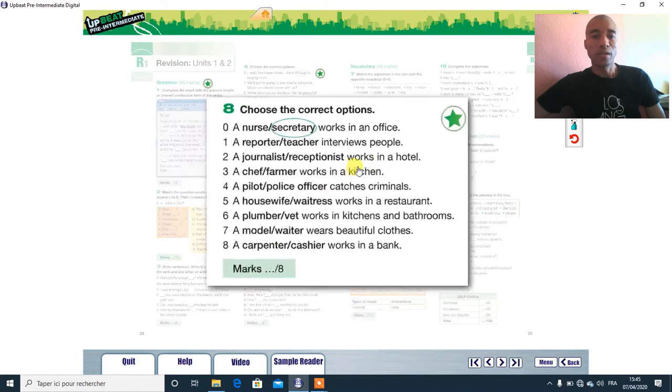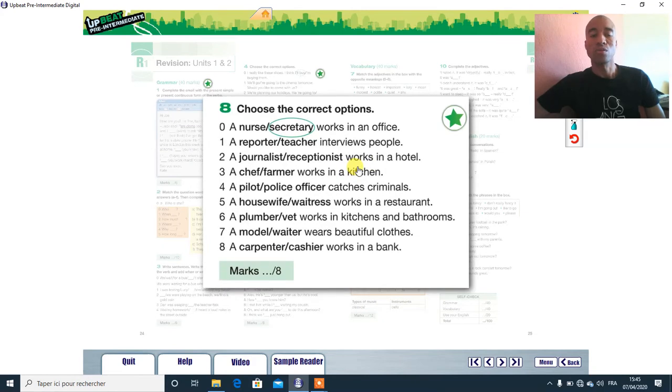So we move to 8. Now we have to choose the correct options. For 0 here, a nurse or secretary works in an office. So a nurse does not work in an office. She works in a hospital. So therefore, the true answer is secretary, okay, and not a nurse. And the same for others. So you go as the first example here, right?